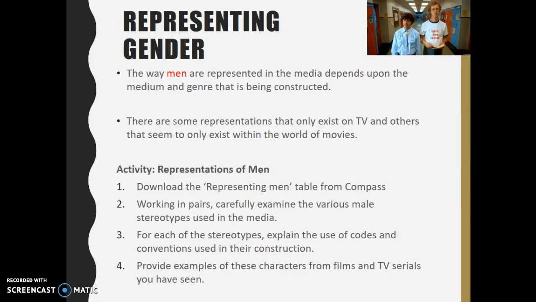Give yourself about 15 minutes to maybe 20, depending on how long it takes you. Figure out as much as you can about the codes and conventions and then some characters that you've seen in TV and films. And then come back to the PowerPoint.